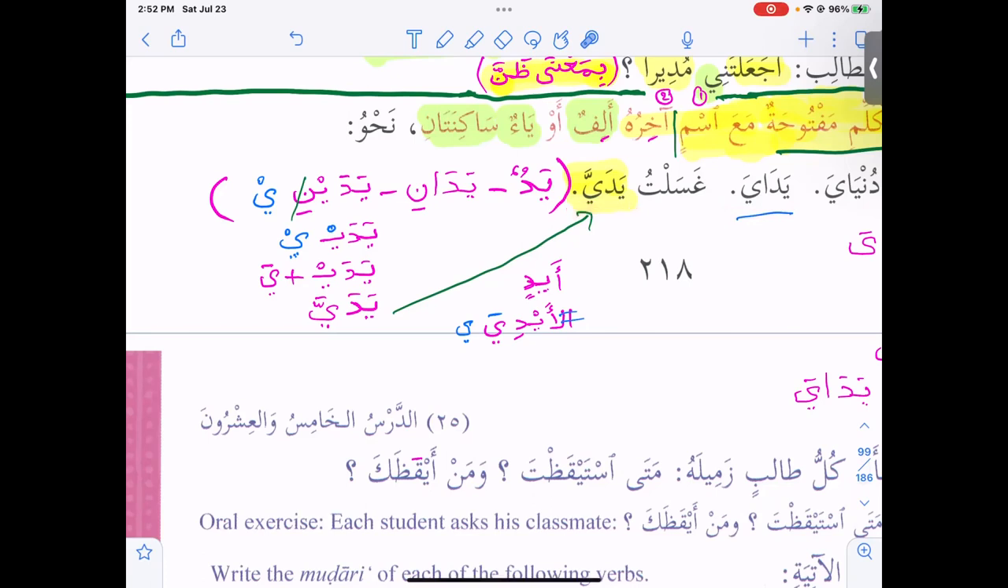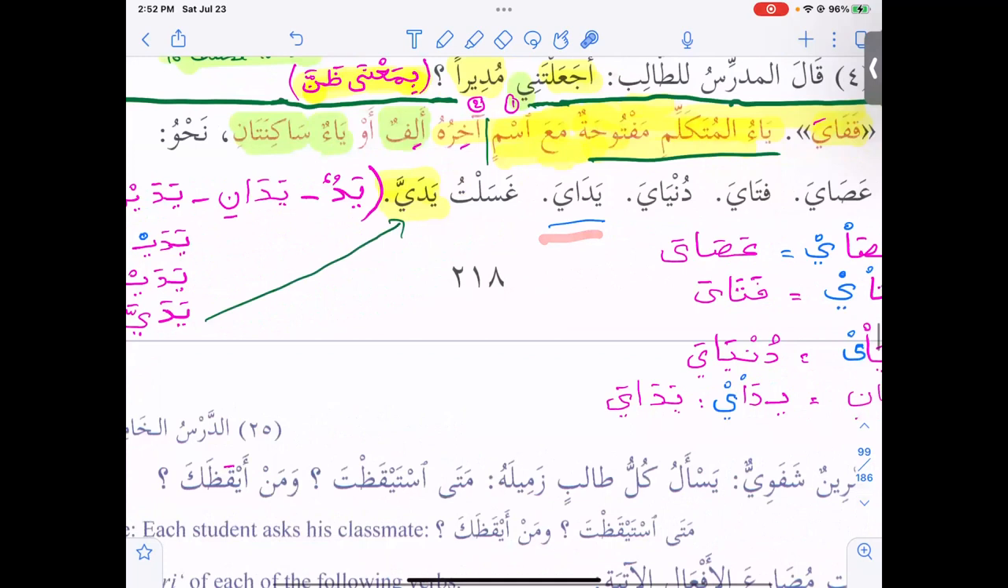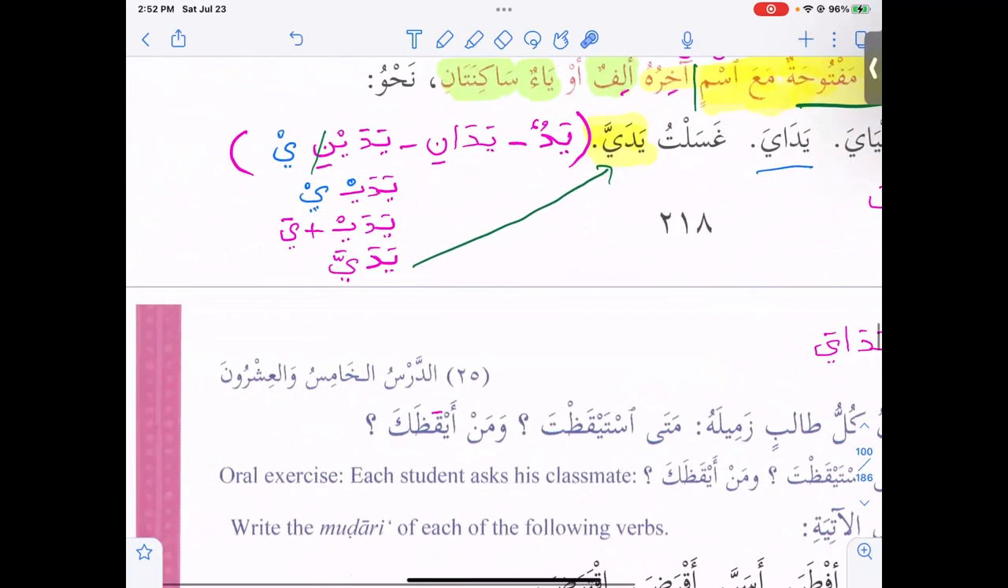Gasaltu yadai. I wash my yadai. That is two. Put ya mutakallim there. Yadai. And then it becomes my two hands. I washed my two hands. Don't worry about this. I will remove this. So now, here it makes sense. This is marfu. Mudaf mudaf ilayhi. Everything is mudaf mudaf ilayhi. Now this is mansub. So then we make mansub.